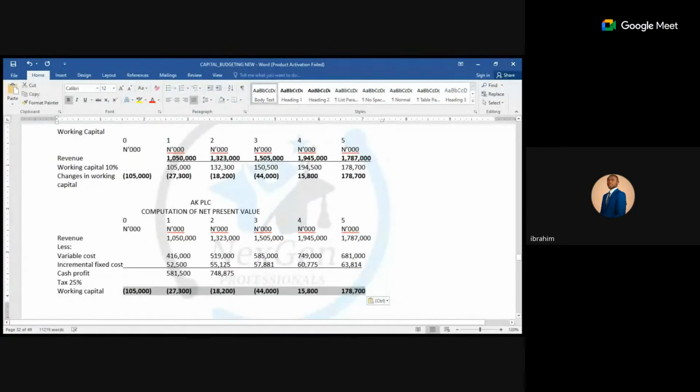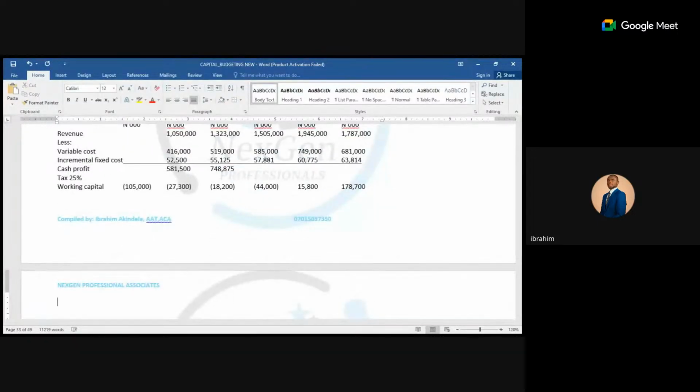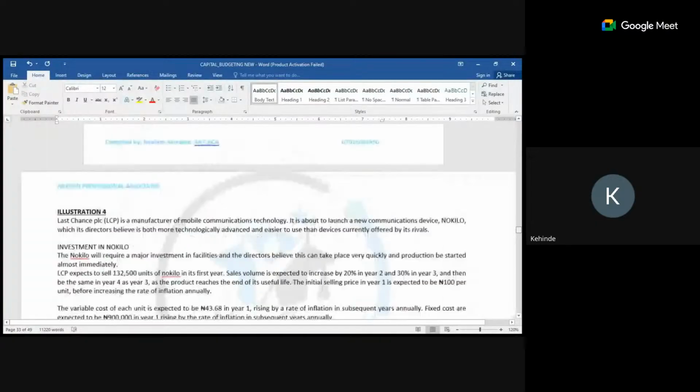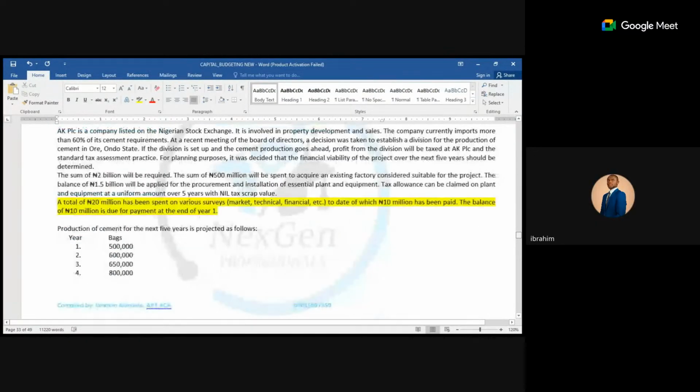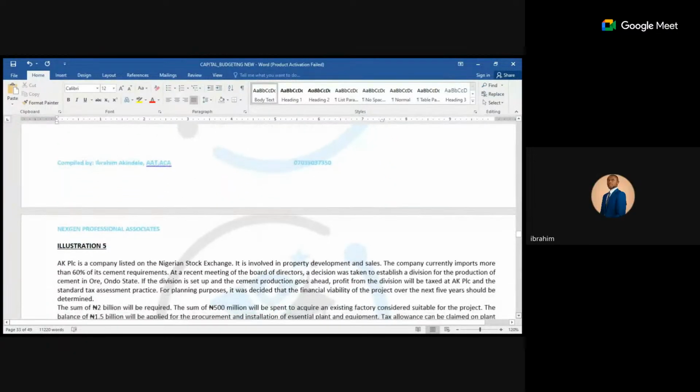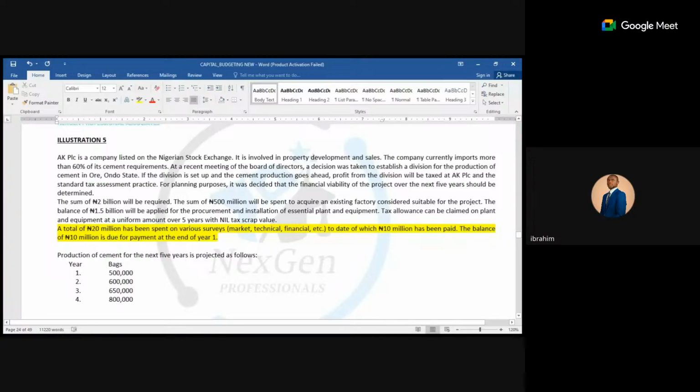There is no scrap value because it is new. After this, we have the investments. What are the investments? Let's quickly go back and check. We have acquisition of factory, 500. Okay, I'm coming. So we have factory 500.